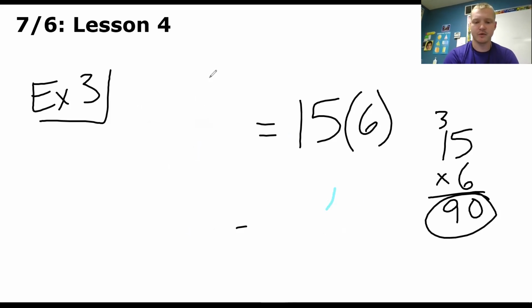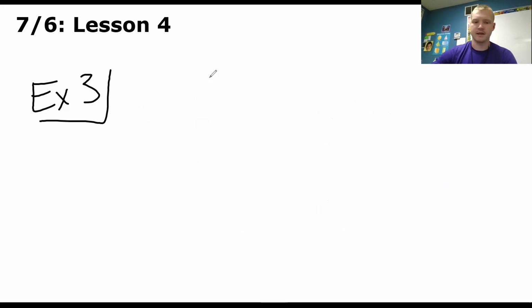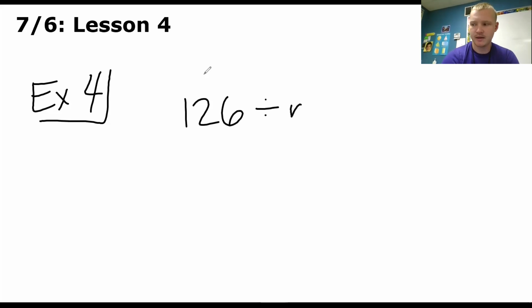Okay, so let's try the last one. Let's try example 4. Example number 4. Okay, so find the missing number: 126 divided by m equals 7. This is on the bottom of page 18, and then the rest of the problem is on page 19. So we have 126 divided by m equals 7.